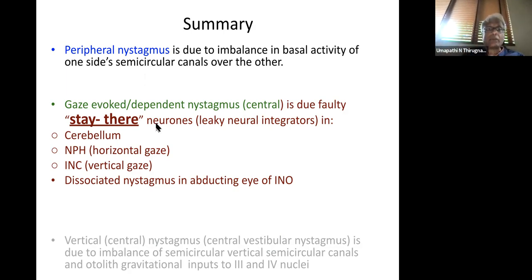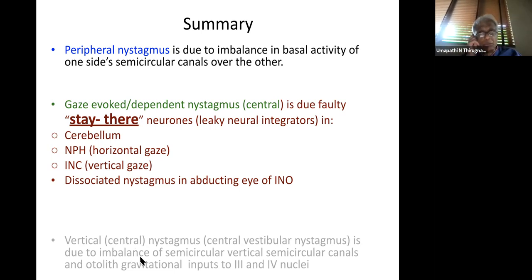Now, central nystagmus, on the other hand, is gaze dependent or gaze evoked, both are synonymous terms, and the pathology is due to gaze-holding neuron dysfunction. The gaze-holding neuron dysfunction can be either in one of the nuclei scattered in the brainstem or in the cerebellum. This is the part that you need to remember, that central nystagmus is due to gaze-holding neurons. Vertical nystagmus, we didn't talk about the pathophysiology, but it's again something very central.